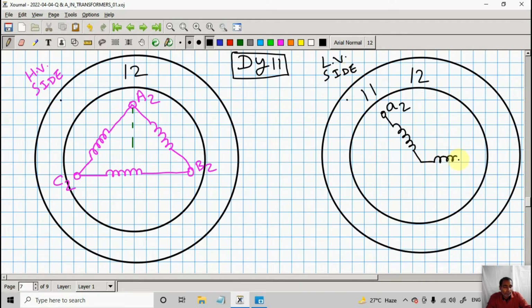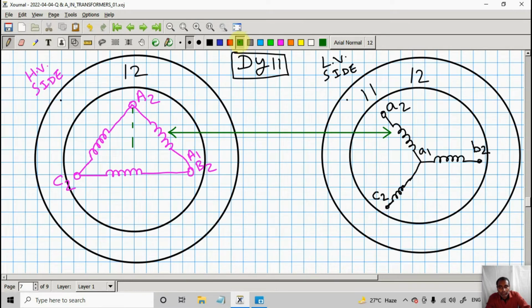Likewise we will draw phase B2 and we will draw phase C2 like this. Obviously these two sides will be parallel to each other. So if this is your capital A2, this is your small a2, so this will be your small a1. So already on this HV side this will be your small a1.